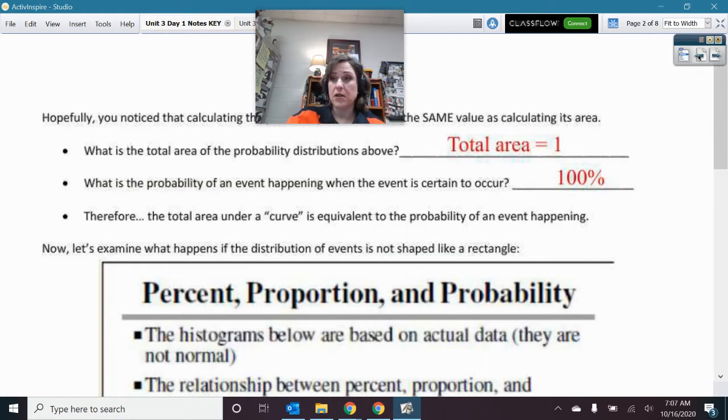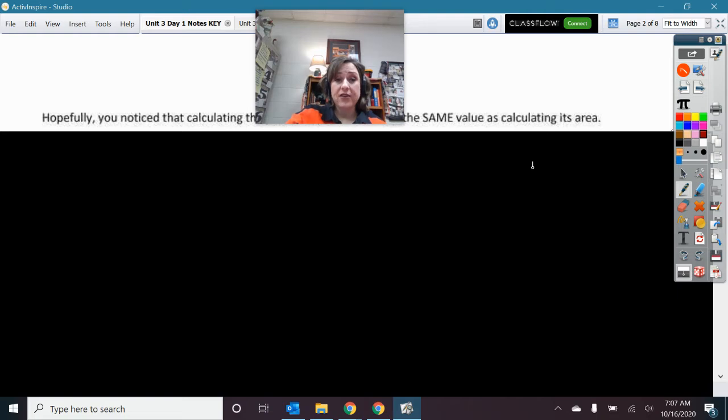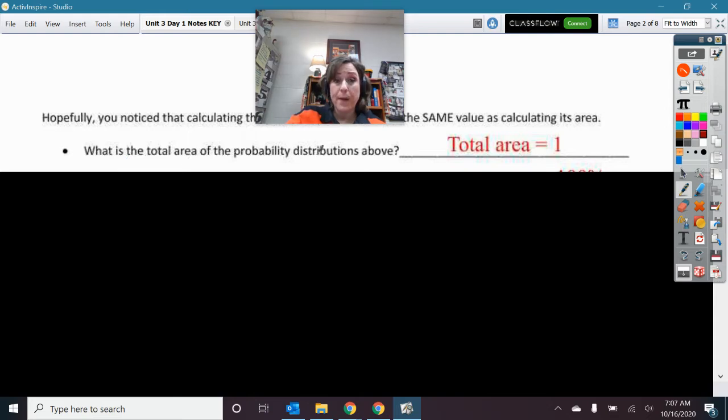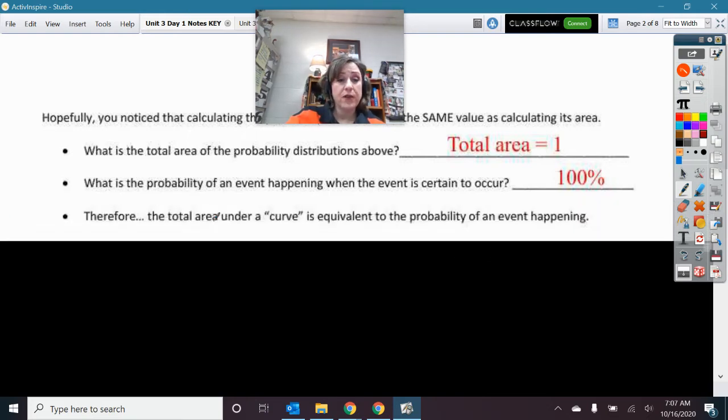Okay, now hopefully you can see that connection, that calculating the area is the same thing as its probability. And so we noticed that the total area for probability distributions is 1, also known as 100%. The probability that that event's going to happen is that 100%. Now, therefore, the total area under the curve, and these ones that we just did were flat across, so it was rectangular, is the same thing as the probability of that event happening.